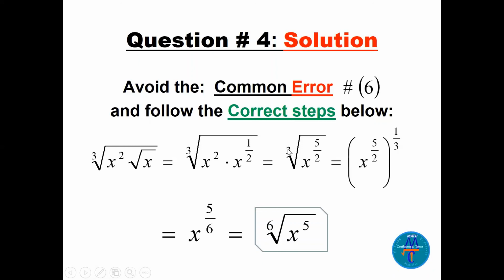And then I can take this cube root as the power 1 over 3. Then I multiply the powers. 5 over 2 times 1 over 3. So 1 times 5 is 5. 3 times 2 is 6. X to the power 5 over 6. So this is 6th root of x power 5. That's the answer for this. Not 6th root of x cubed. 6th root of x to the power 5.